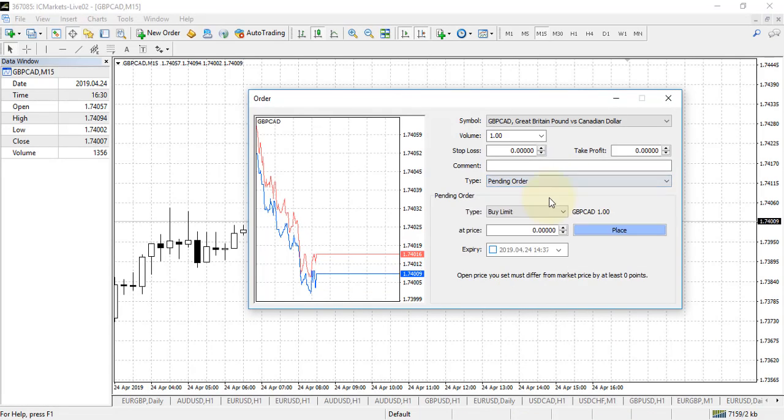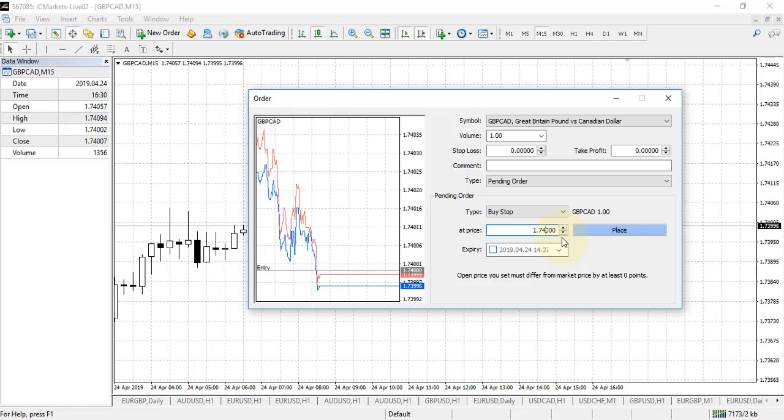So we're looking at a pending order, a buy stop order. Let's just put any price above the current price. We can adjust this price later. Let's put 1.7420.